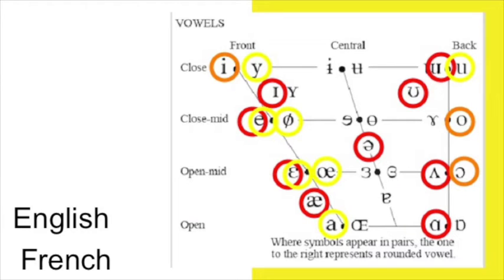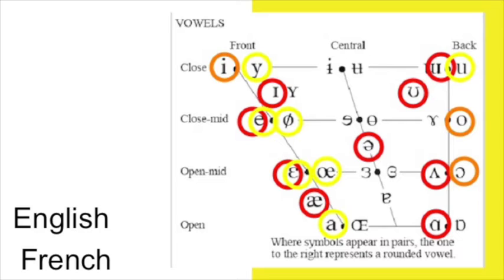So this slide is a vowel quadrilateral, and I circled in red the vowels that we use in English, and in yellow the vowels that French speakers are used to using, and in orange the vowels that are the same in both languages. As you can see, there's not a lot of overlap, especially in the mid-vowel section. There's a lot of mid-vowels that we have that French speakers don't know, and vice versa. So often French speakers will use the same vowel to replace several that we have.